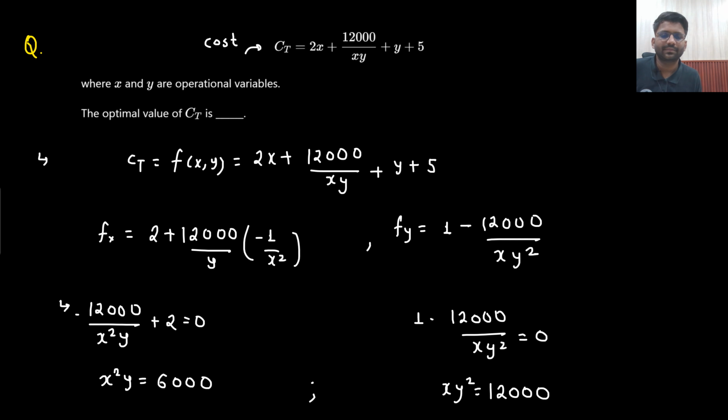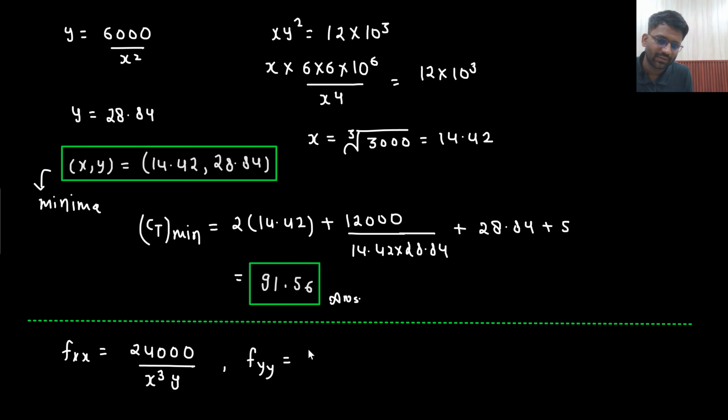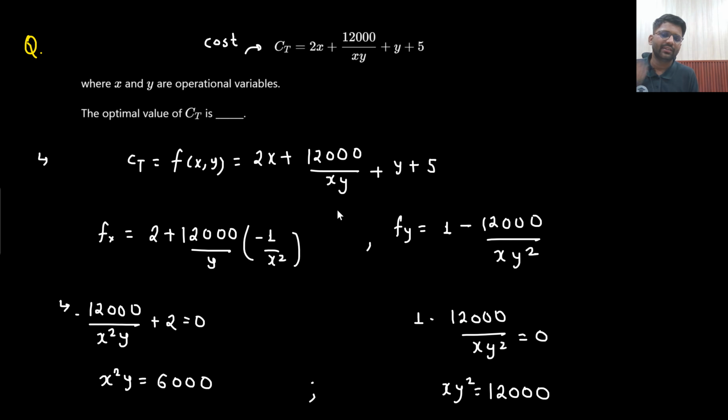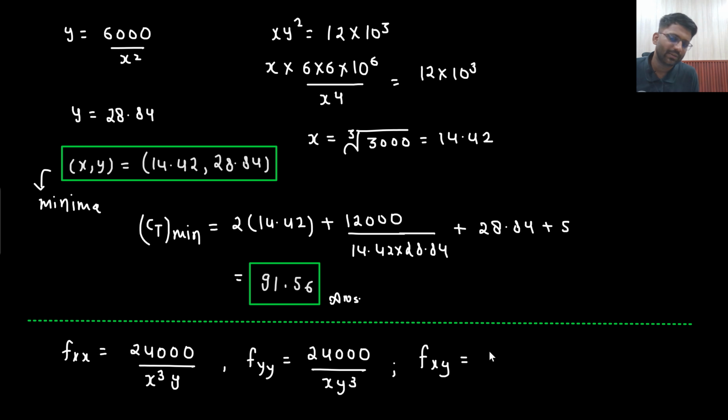fyy will become, what will happen? This is the same only, no? Yes, so here minus 2 will also come in front and goes downward. So 24,000 by xy cube. And what will be fxy? You need to differentiate this with respect to y. This with respect to y. So it will become 12,000 divided by x square y square.